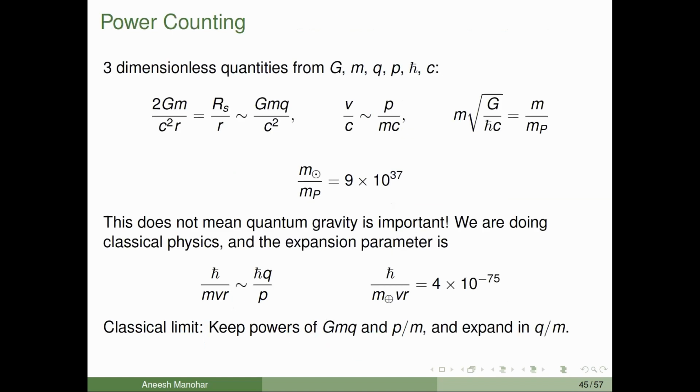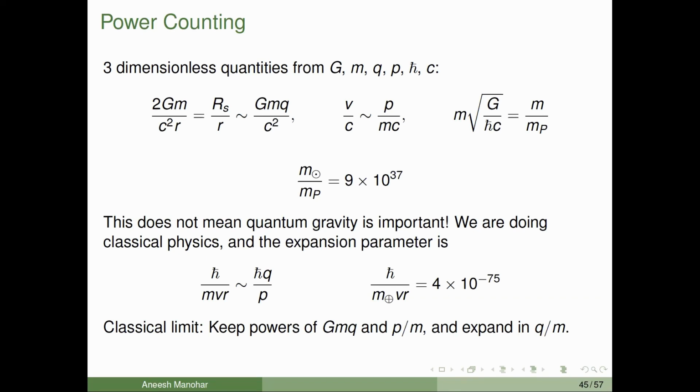Now you can ask, what are my expansion parameters? I take these variables, and h bar and c, and look at what the dimensionless parameters are. One you can construct is R Schwarzschild over R, which in the way I'm writing it is GMQ over c squared, because 1 over R is conjugate to Q. V over c is simply the momentum of the mass. And the other one is the mass of the object over M Planck. Now you would say, okay, for the sun, M sun over M Planck is 10 to the 37 or 10 to the 38, and therefore quantum gravity must be important. That's clearly absurd. And the answer is this is not the right parameter to use.